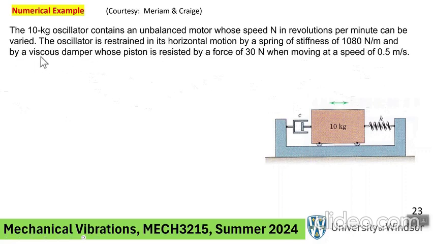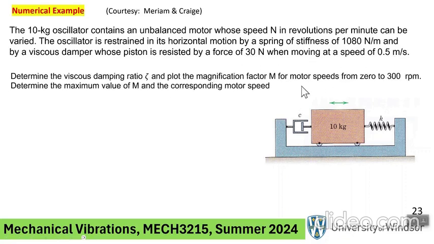It says, look, the damper whose piston is resisted by a force, so this is the force of the damper when moving at the speed of 0.5 meter per second. So let's think about it. What is the force of the damper? It's C x dot. So we know the force, we know the x dot, the velocity. Out of that we can get the C. So it's a kind of a tricky way of telling you what C is. But anyway, let's go ahead.